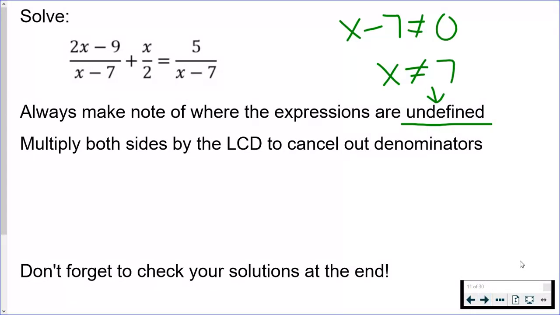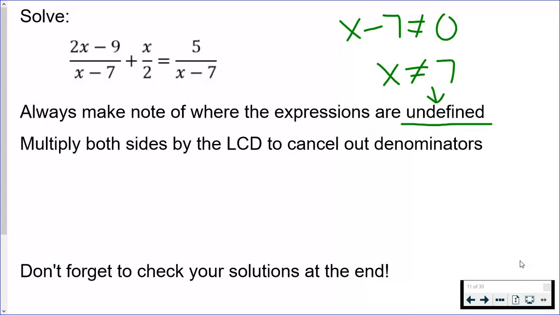X is not allowed to be 7 because if you plugged in x equals 7, you're going to end up with 0 in the denominator. So just make a note of that, whether it's a mental note or you physically write it down, because you want to keep that in mind when you get to the end of the problem.